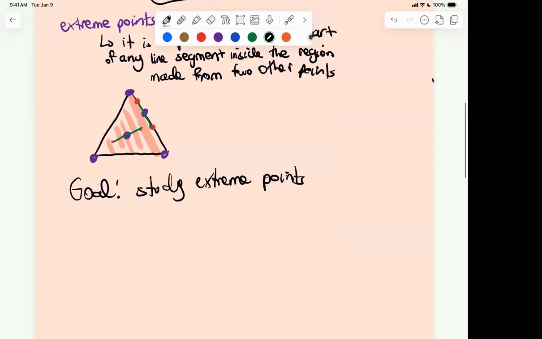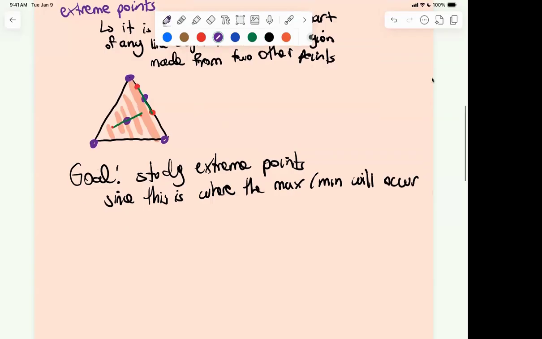Just as a remark, since this is where the max or the min will occur.